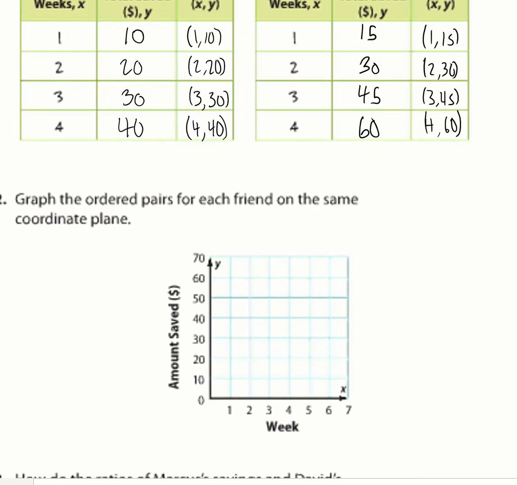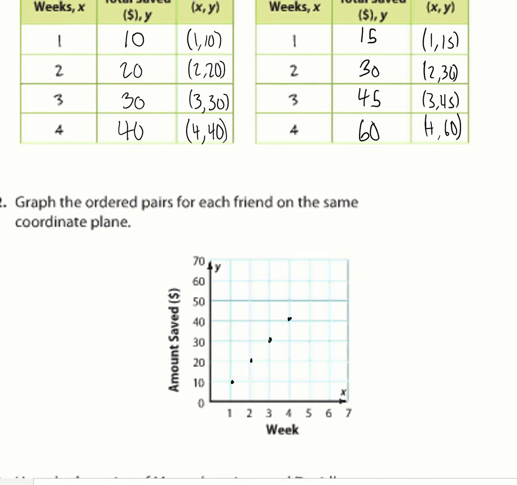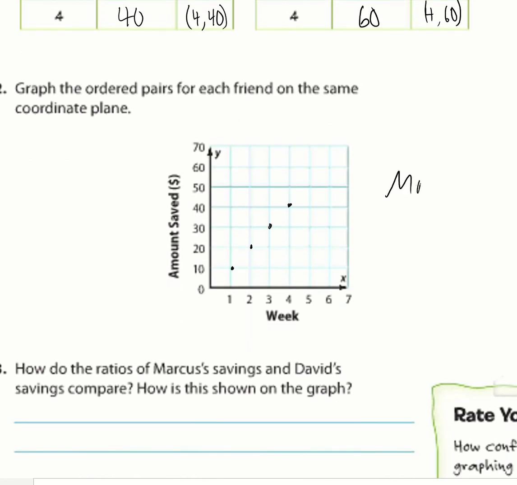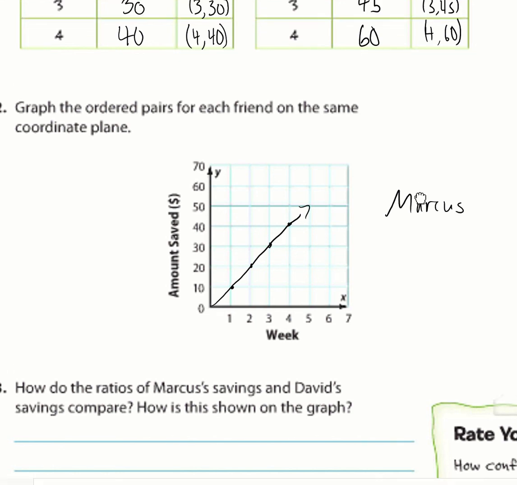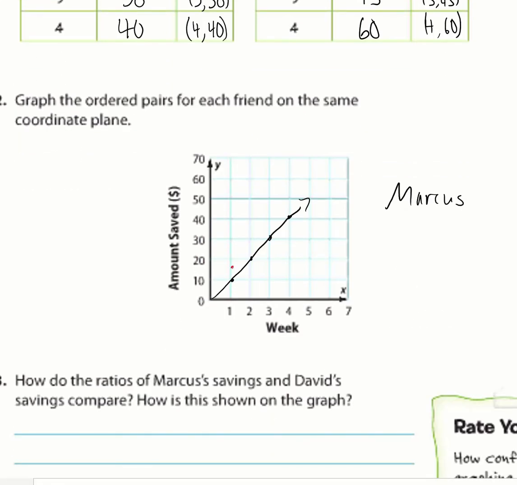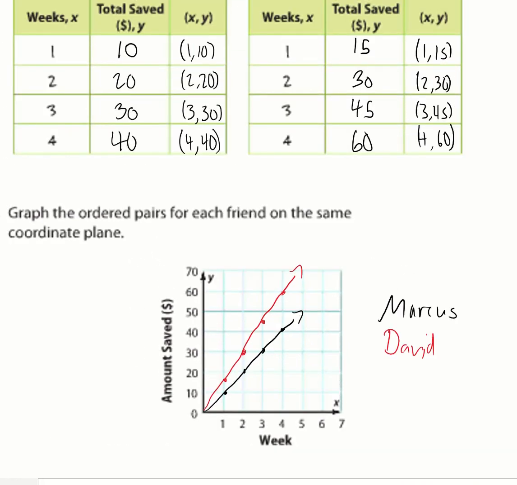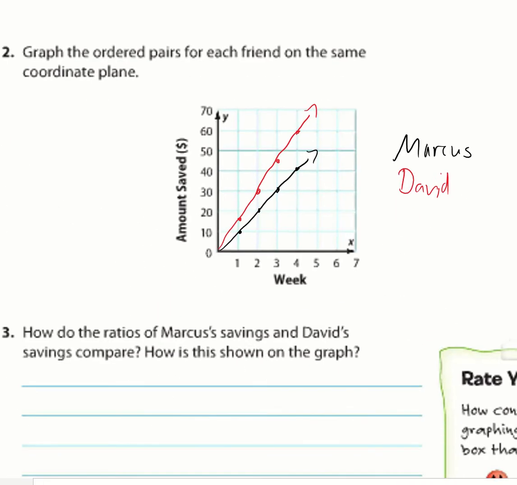And then if we graphed it, we have 1, 10, 2, 20, 3, 30, 4, 40, and this black is going to be Marcus. And then in red, I'll have David. So he's 1, 15, 2, 30, 3, 45, and 4, 60. So that's how we would create our tables and graph it.